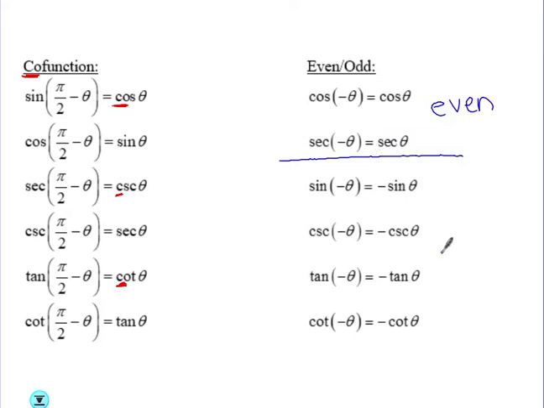The other four functions are odd. If you take sine, cosecant, tangent, or cotangent of negative theta, then that is the same as negative sine, cosecant, tangent, or cotangent of the positive angle. Remember that odd functions have rotational symmetry around the origin. So if you look at the graphs of those functions and rotate the graph 180 degrees around the origin, you still have the same graph.